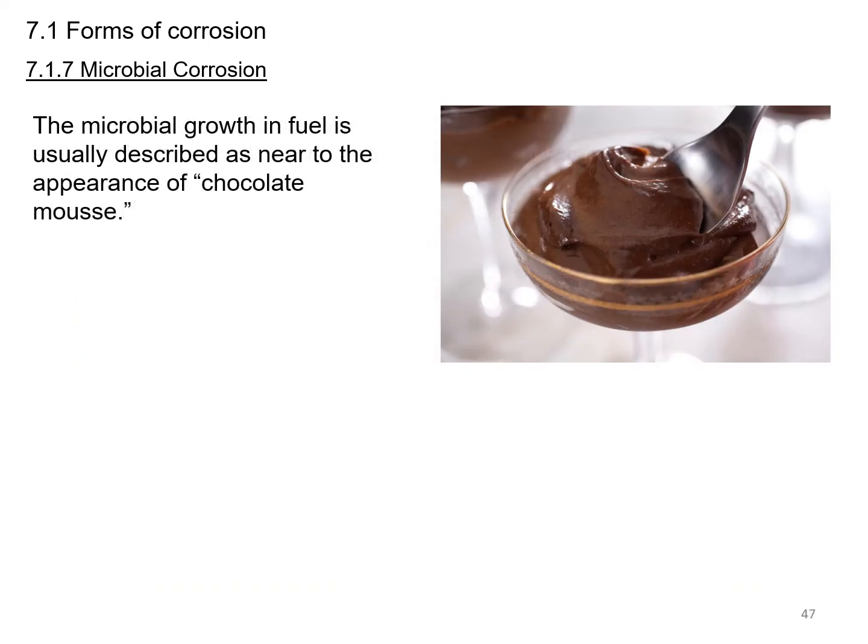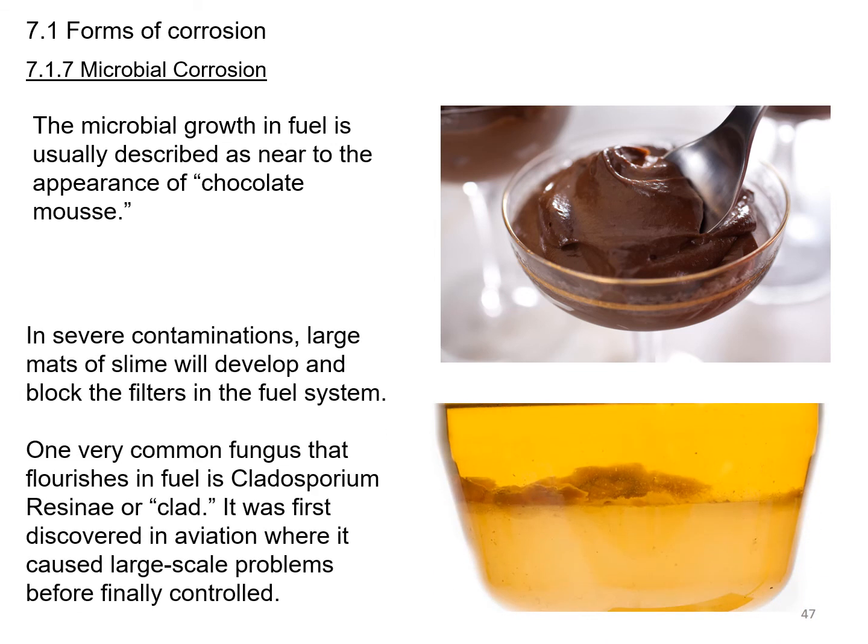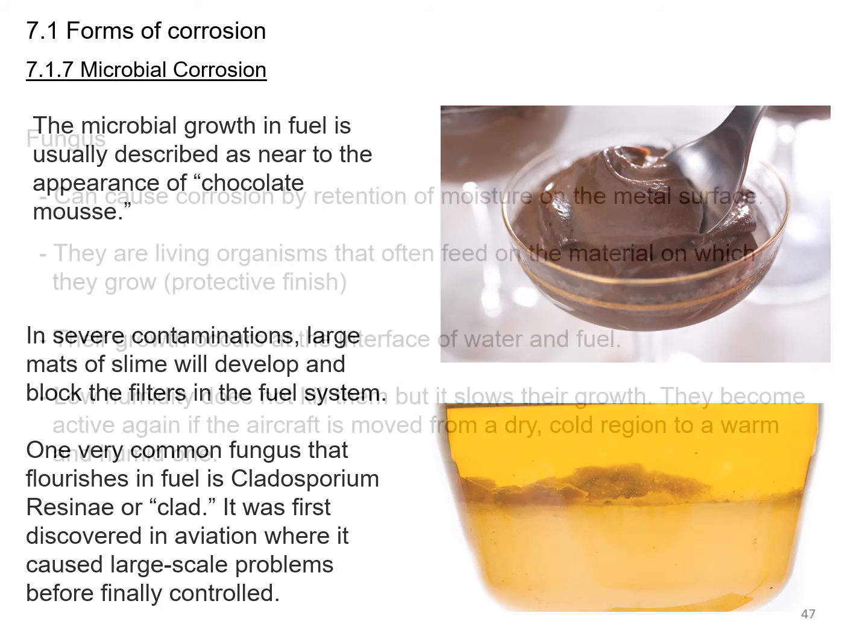Microbial growth in fuel is usually described as resembling chocolate mousse. In severe contaminations, large mats of slime will develop and block filters in the fuel system. Now, obviously, this can be a real issue. One very common fungus that flourishes in fuel is Cladosporium resinae, or clad. Don't memorize this. That's not going to be an exam question. It was first discovered in aviation, where it caused large-scale problems before finally being controlled.